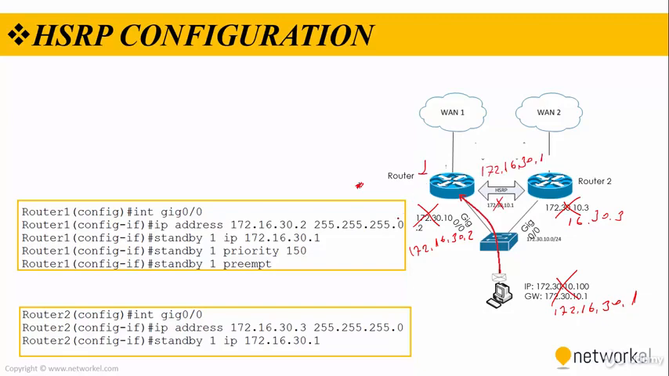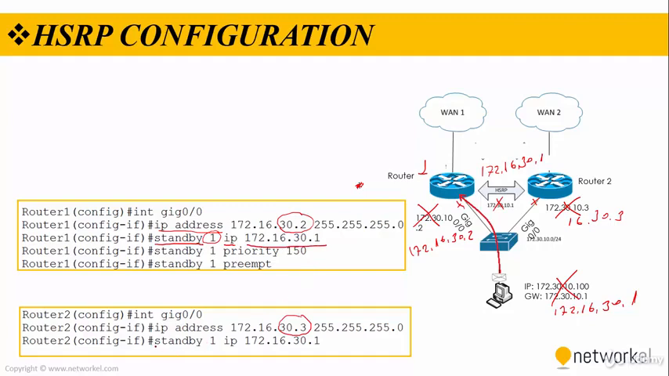What I do in the configuration is I'm going under the interface mode and I'm assigning the IP addresses 30.2 and 30.3 to the physical interfaces. These are for here and for here. Then I'm gonna attach the standby IP by using standby, the group number, and the IP address.